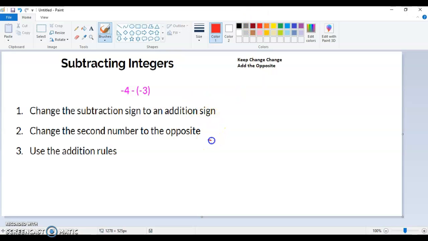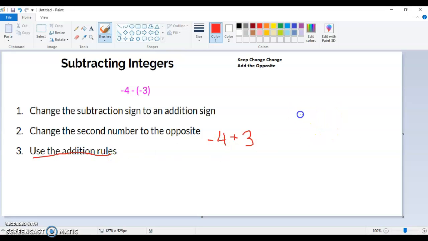Okay, so I keep the original. I change, or I add, and then I change and it becomes the opposite. This follows just like this. It's changing the subtraction sign, changing the second number to its opposite, and then we'll use addition rules.